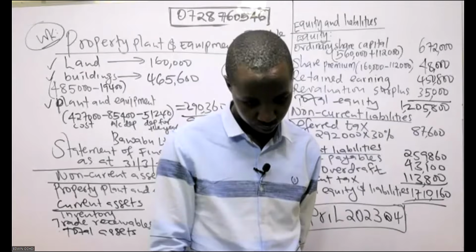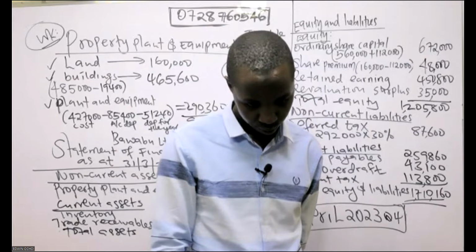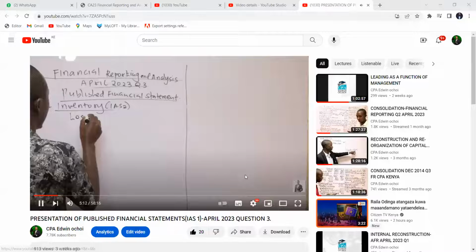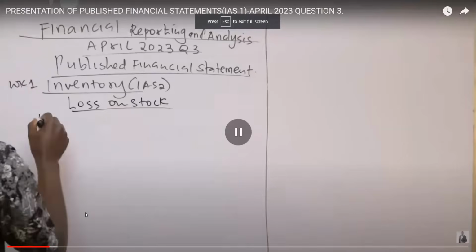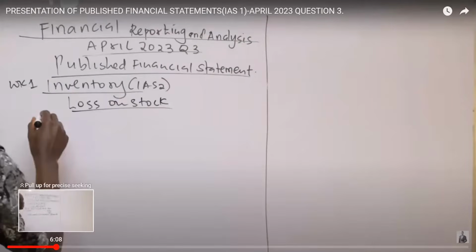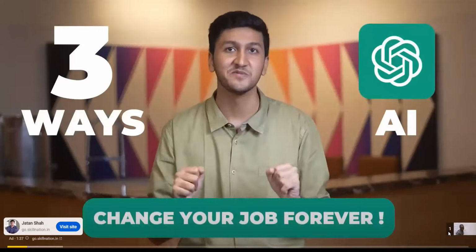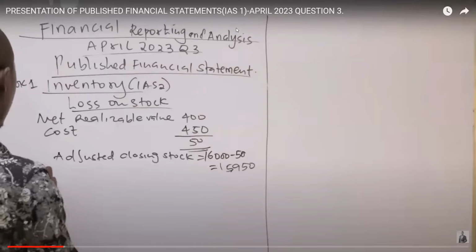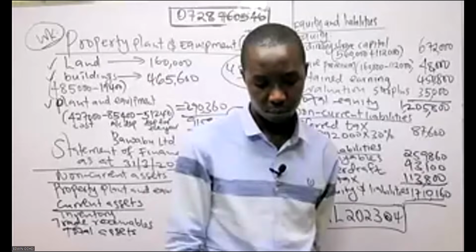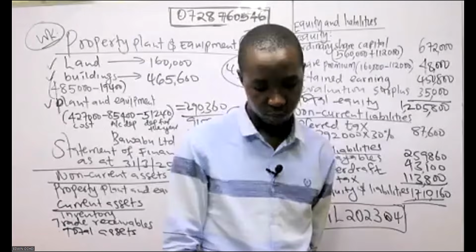So the net realizable value of the obsolete goods is 400, cost is 450. So in that case, when I will be doing my adjustments, the loss on stock, because some goods now are considered obsolete. So loss on stock. I'm talking about this question. So you can go and watch how I did it. Interest will be classified under finance cost.